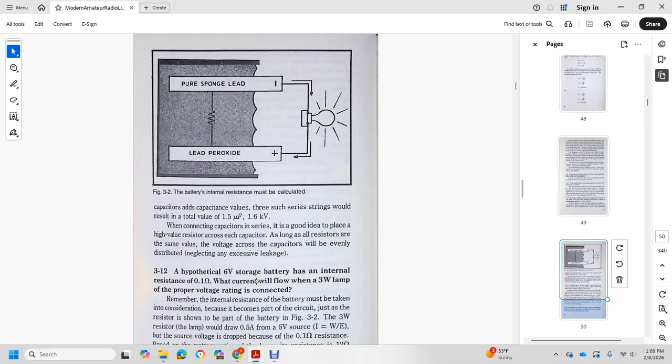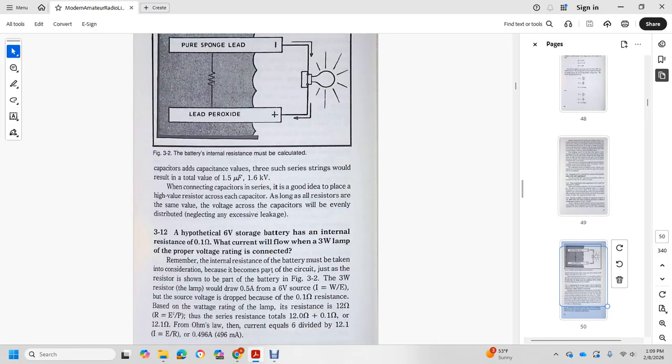When connecting capacitors in series, it is a good idea to place a high resistor value across each capacitor, with the resistors of the same value, so the voltage across the capacitors is evenly distributed, neglecting excessive leakage.